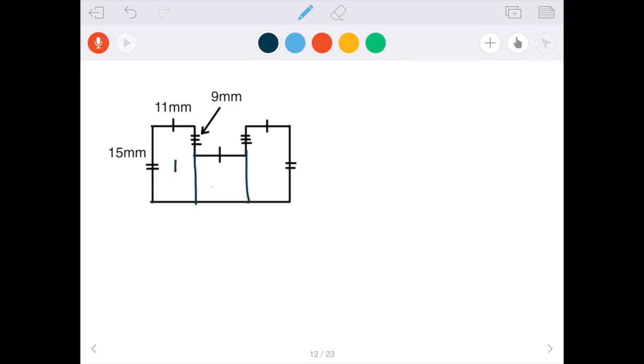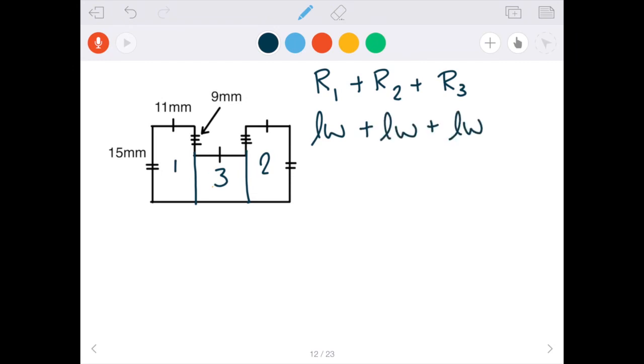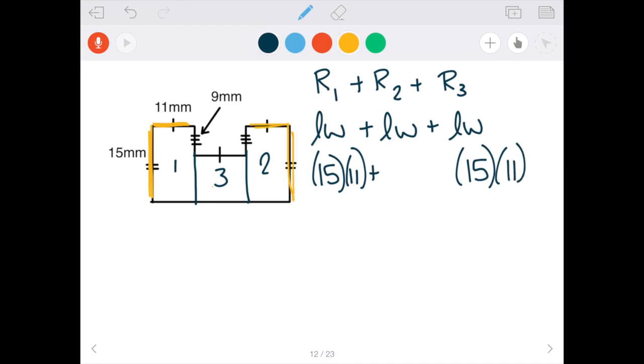I'll show you all 3 ways because I don't know which way you did it. So I'll draw the vertical lines right here. This will be 1, 2, 3. If you notice that shape 1 and shape 2 are the same shape, that makes life a little bit easier. So I have 3 rectangles. I have rectangle 1 plus rectangle 2 plus rectangle 3. Length times width, length times width, length times width. So rectangle 1, the length is 15 and the width is 11. So 15 times 11, that's also the dimensions for rectangle 3, 15 and 11. So that takes care of these 2.